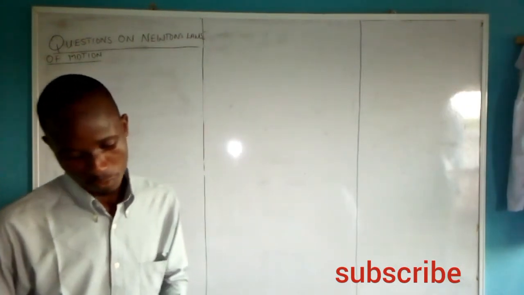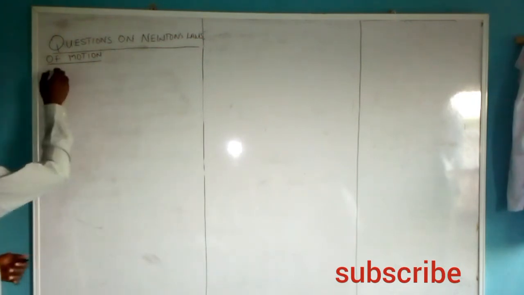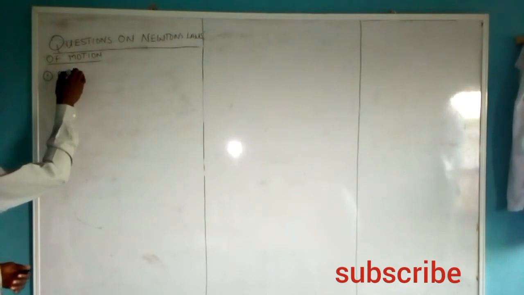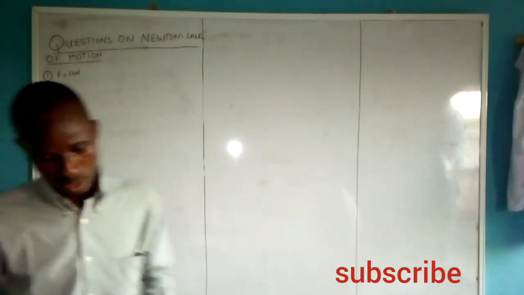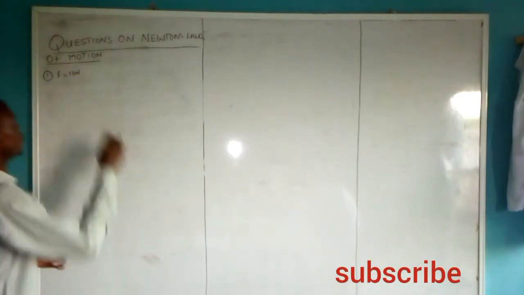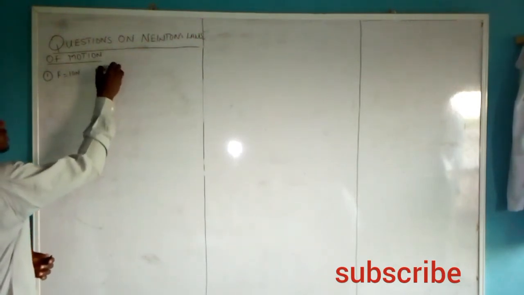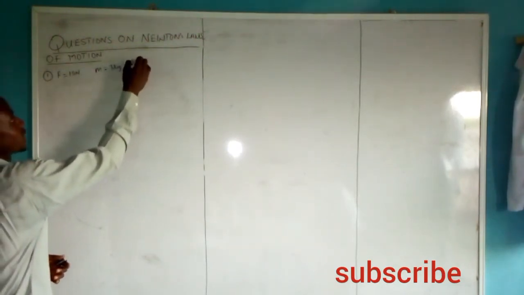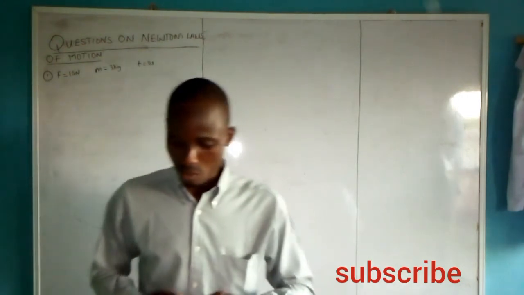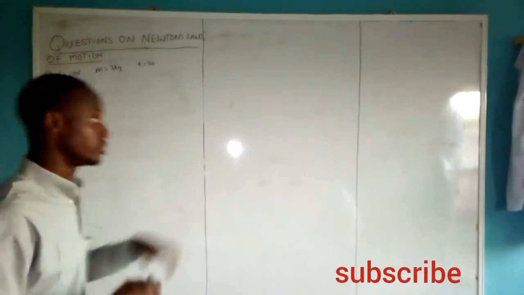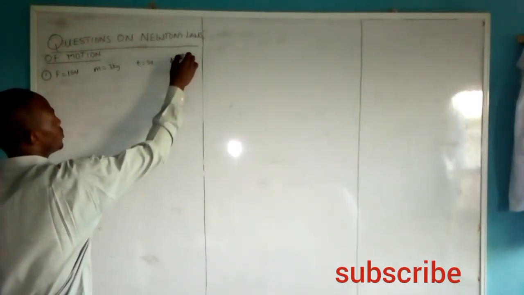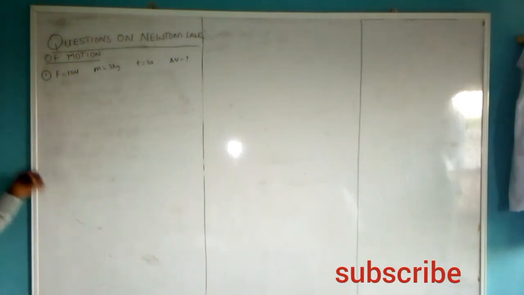So, the first question: a net force of 15 Newton acts upon a body of mass 3 kg for 5 seconds. So the mass of the body is 3 kg and the force acted on the body for 5 seconds. Calculate the change in speed of the body. We are meant to calculate the change in speed, or change in velocity, of the body.